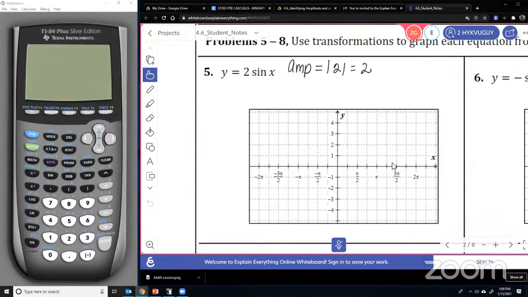Okay, Leo, Arlene, and Claire. Can you give me the period? And I'll give you a hint. It's 2 pi over b. Remember where b is? b is the value that's in front of x. So give me the period. Leo, Arlene, and Claire, can you give me the period?